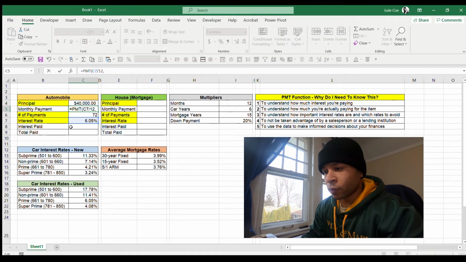72. You can either mouse over it and click it, or you can use the arrows on your keyboard. And then you press comma to keep going. Present value. Present value in this situation is the same as principal. So you would mouse over or go over on your keyboard with your arrows to the principal, which is 40,000.